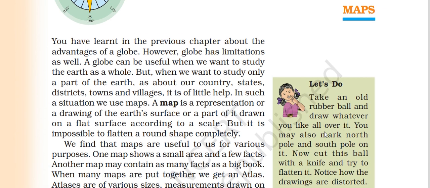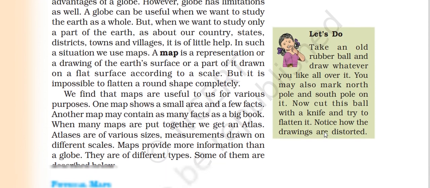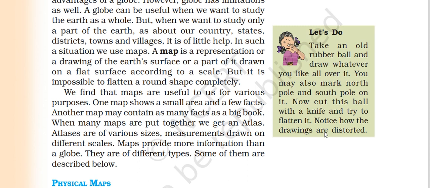A map is a representation or a drawing of the earth's surface or a part of it drawn on a flat surface according to a scale. But it is impossible to flatten a round shape completely. We find that maps are useful for us for various purposes. One map shows a small area and a few facts. Another may contain as many facts as a big book, where many maps are put together. We get an atlas. Atlases are of various sizes, drawn on different scales.